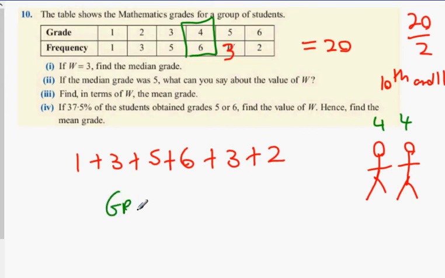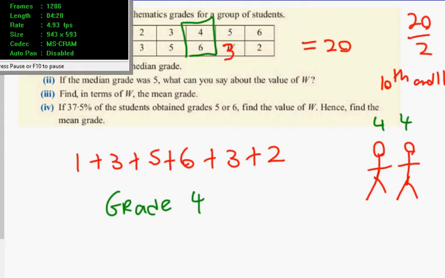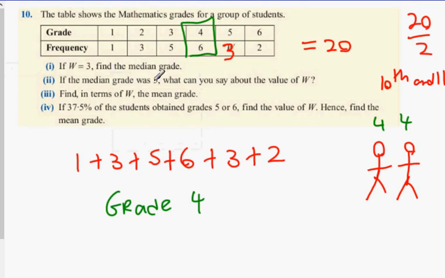Okay? Grade 4. This is categorical data, technically speaking, because you either have a grade 4 or you don't. You can't be grade 3.5. You either have a grade 3 or a grade 4. Okay? What if you're finding the average of 2 different numbers? Let's keep going. If the median grade was 5, what does it say to you about the value of W?